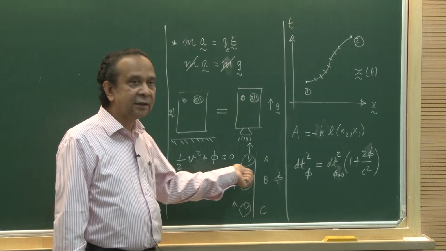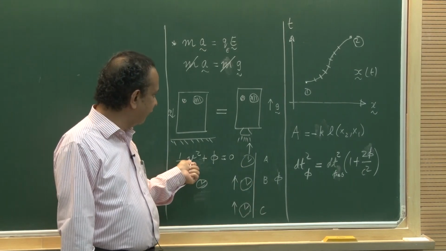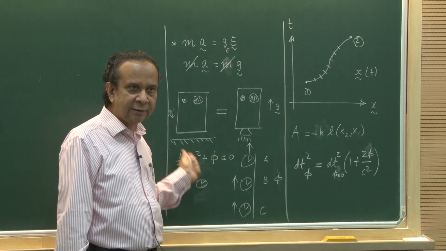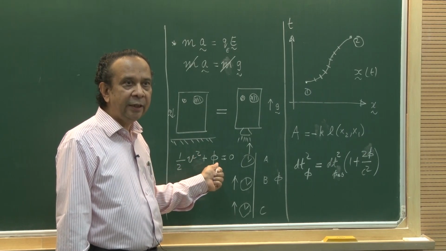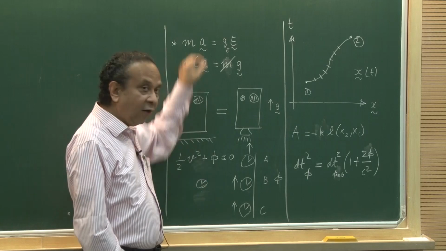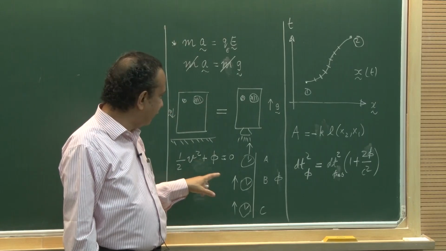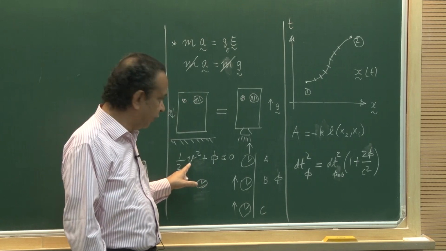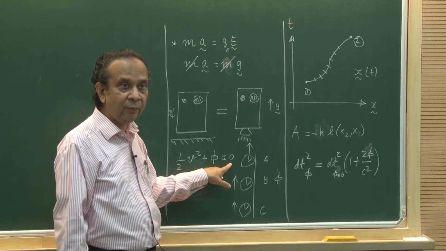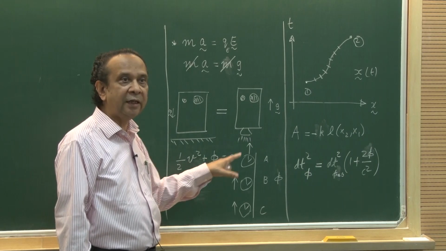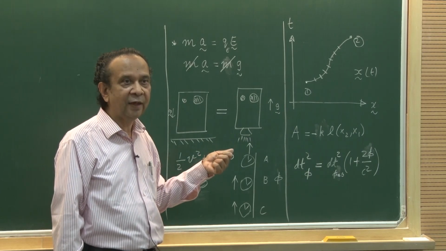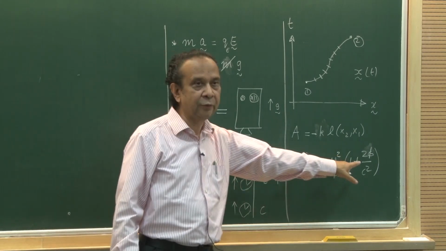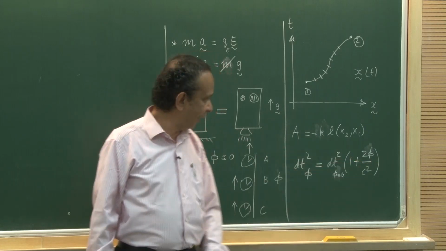So my energy is conserved. So half m v square plus m phi, m cancels out, and that quantity should be equal to the energy at infinity, because I am falling from infinity. At infinity phi is 0 and I was just dropped at infinity, so v is 0. So this thing is 0. Therefore, minus 2 phi is equal to v square, that is what I substituted here. Okay, fine.